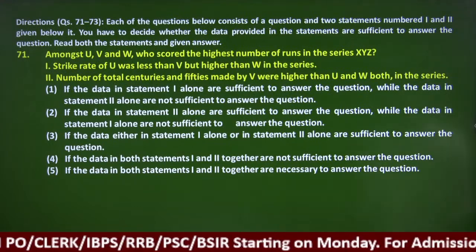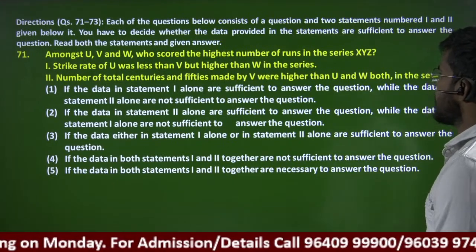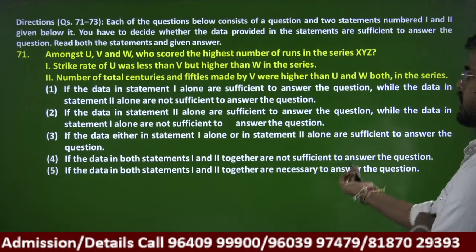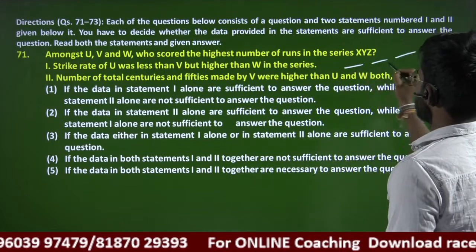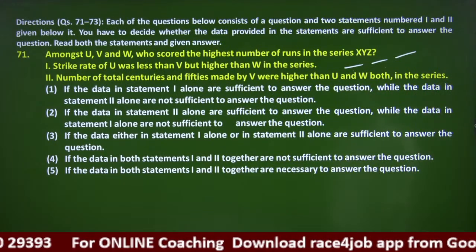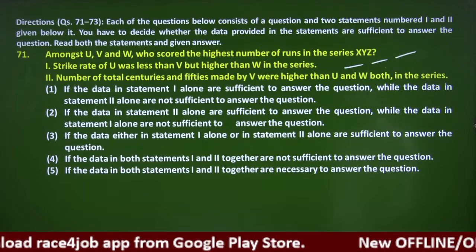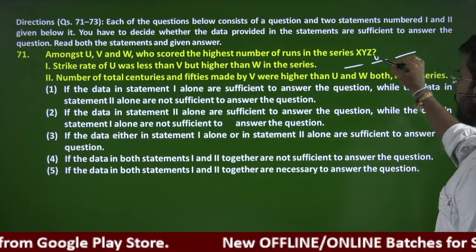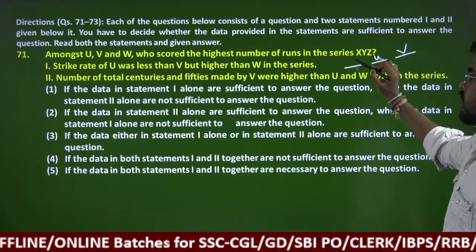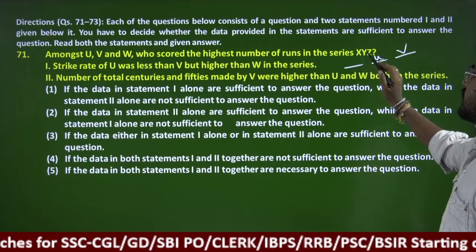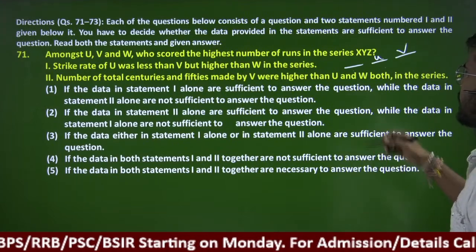Let's see. Amongst U, V and W, who scored the highest number of runs in the series XYZ? Strike rate of U was less than V, but higher than W in the series. Let's see amongst three members, lowest to highest: W, U, V.